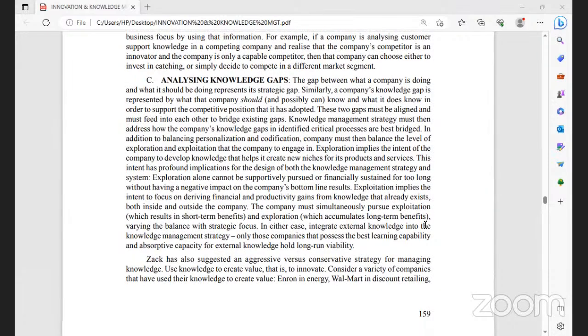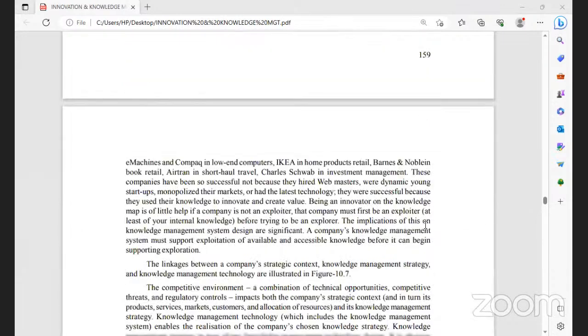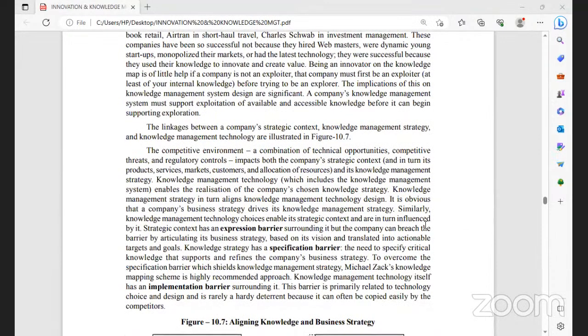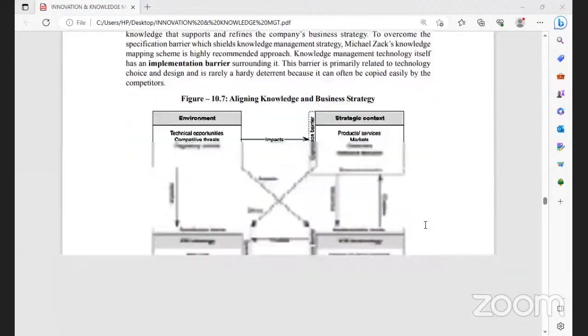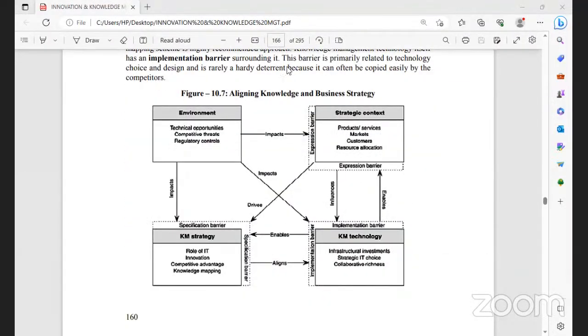That is the mechanism. And the linkages between a company's strategic context, knowledge management strategy, and the knowledge management technology are illustrated in the given diagram below. It means aligning knowledge and business strategy relating to environment, strategic context, knowledge management technology, and knowledge management strategy in a cyclical order.